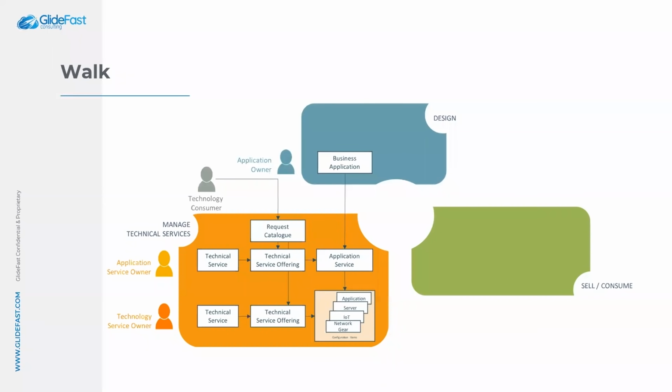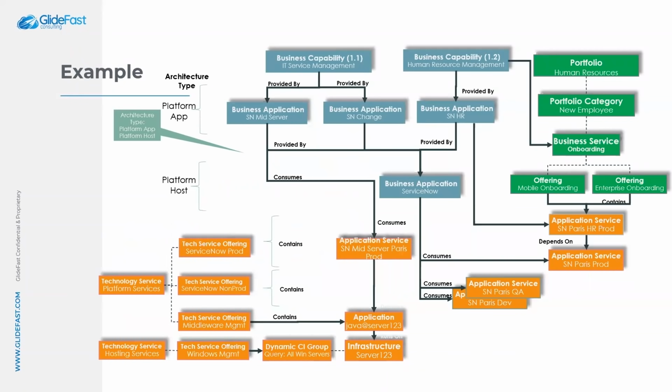So you can start to understand what the impact would be if SharePoint was to go down on the technical service offerings and the people that subscribed to that service. And then if we take a look at an overall example model, this is where we've taken ServiceNow and we've applied where ServiceNow would fall inside the CSDM.